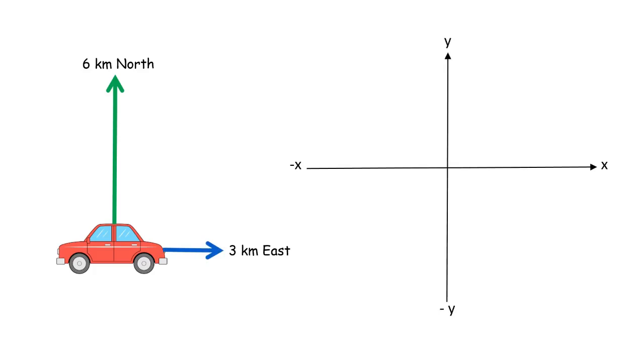For instance, this is a vector for 6 km north. Thus, 3 km east would look like this because it's pointing to the right and it's only half the size of the 6 km. We can also have negative vectors. Any motion of vectors along the positive x and positive y-axis have positive values, whereas negative values are for motions along the negative x and negative y-axis.